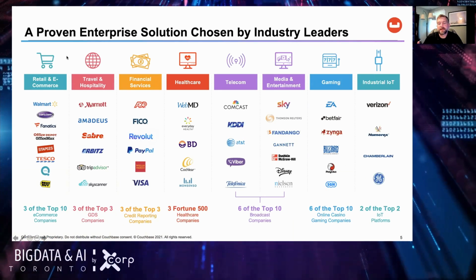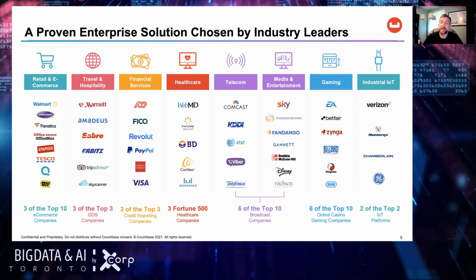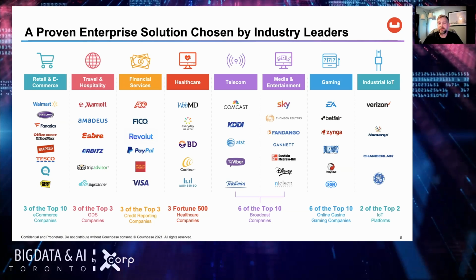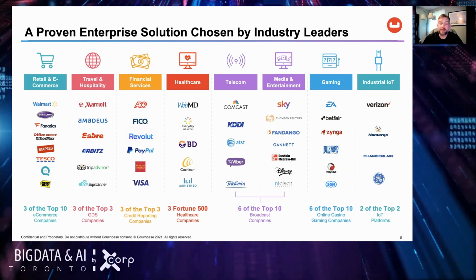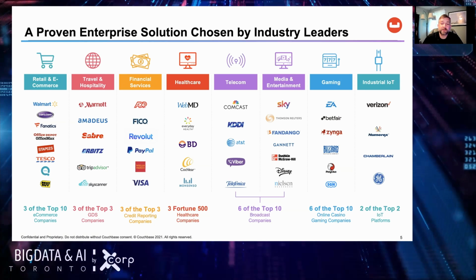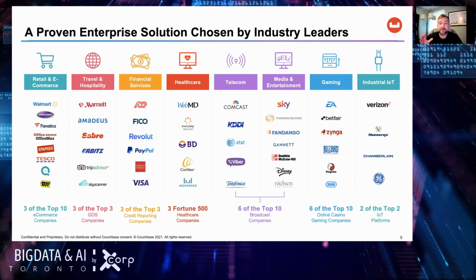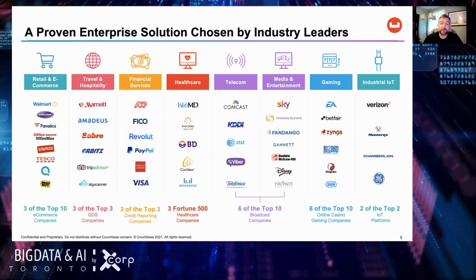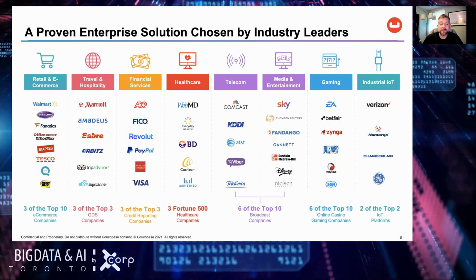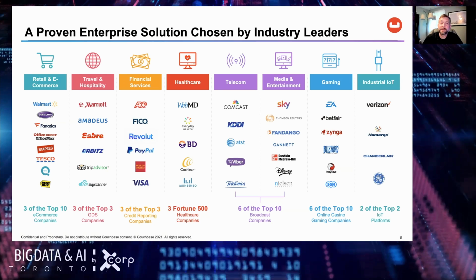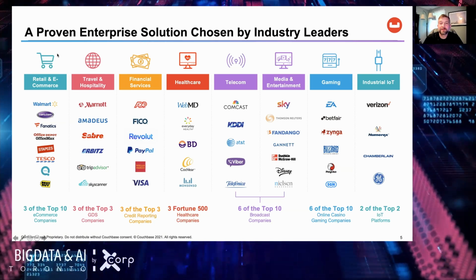So I like to start with this slide because oftentimes when I talk to prospects or new people who are thinking about Couchbase, they really have never heard of us, which is amazing considering how prevalent we are in the space. And these are some of our customers. I'm sure you recognize some of their names. We have a presence in each of the main industry verticals. 3 of the top 3 credit reporting companies use us, 3 of the top 3 GDS companies. I won't bore you for too long on this slide, but I did want to throw it out there.